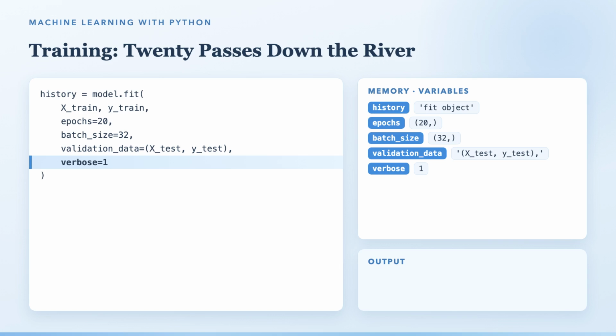Below, the story unfolds. Epoch 1, loss 0.42. Epoch 10, 0.08. And by epoch 20, loss 0.01, with the validation loss close beside it at 0.013. Learning, not memorizing.